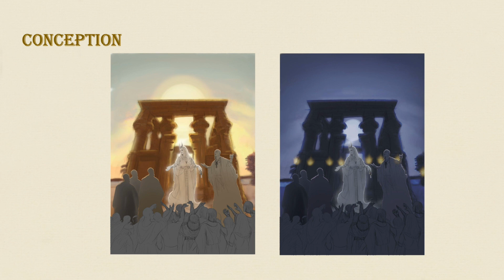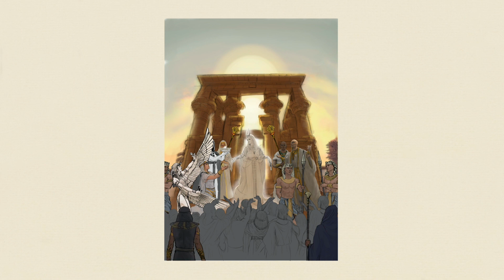Then I went experimenting with the lighting. I wanted to see how my scene would look like in daylight and at night. And eventually I went for the sun because it's strongly related to Isis and also it fits the atmosphere I want for my scene. Then I added some characters, some symbols to fill my scene.